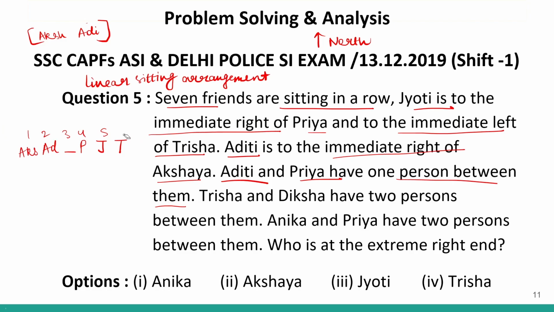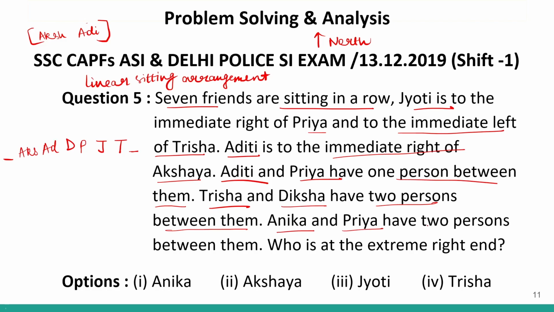Now let us solve more. Trisha and Diksha have 2 persons between them. So I said that either we can have this position or this position, right? Now Trisha and Diksha have 2 persons between them. So Diksha definitely cannot come at this position. Neither can Diksha come at this position. Correct? So Diksha will come at this position. This will be the final position for Diksha. 2 people between Trisha and Diksha. Okay. Now 2 positions are open, either here or here, because these are 1, 2, 3, 4, 5, 6 people now.